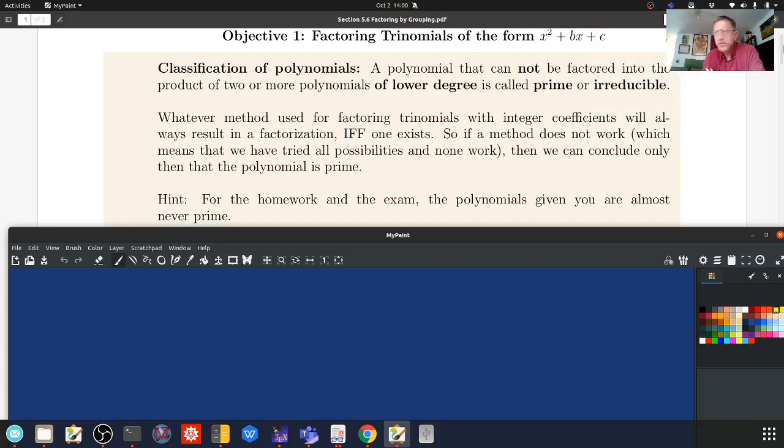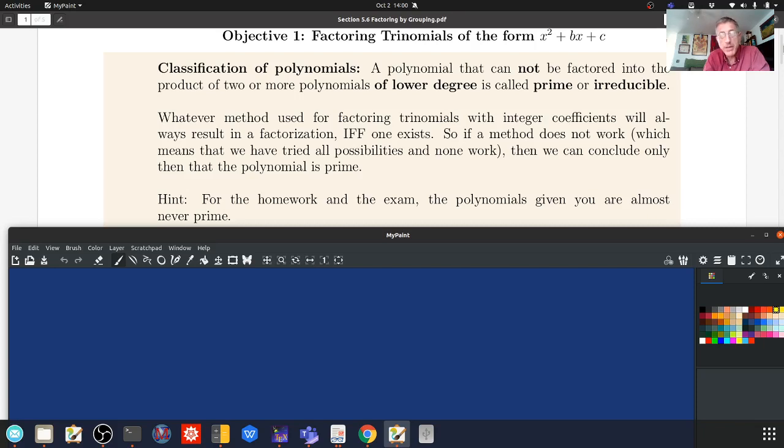So this is Chapter 5, Section 6, Factoring Trinomials. And we're going to factor all kinds of trinomials, but our first objective is to factor trinomials of the form x squared plus bx plus c. These are called monic polynomials because the leading coefficient, that's the coefficient on the largest degree term, is 1.